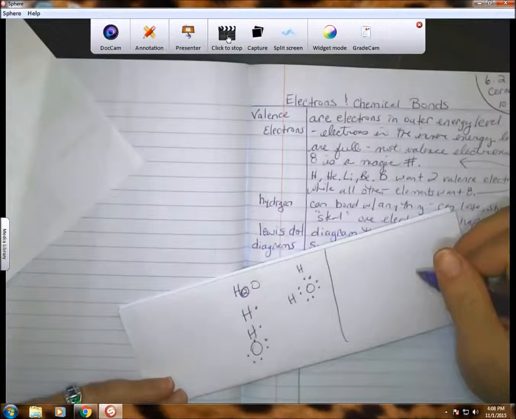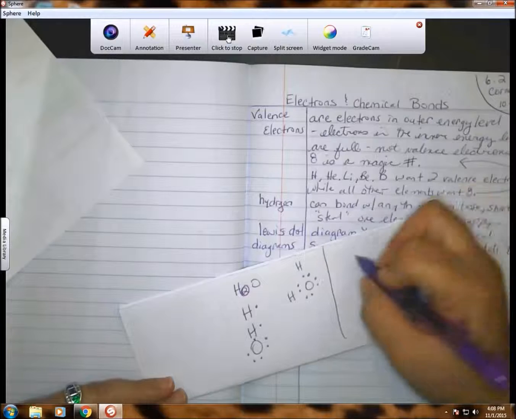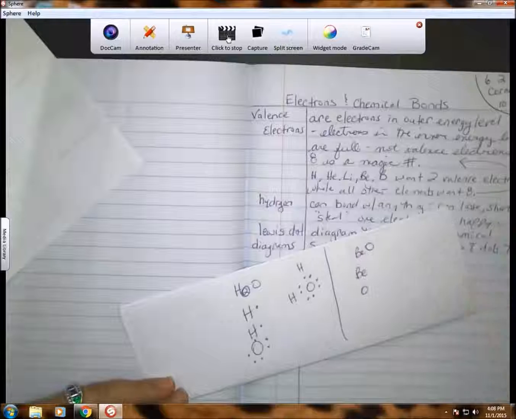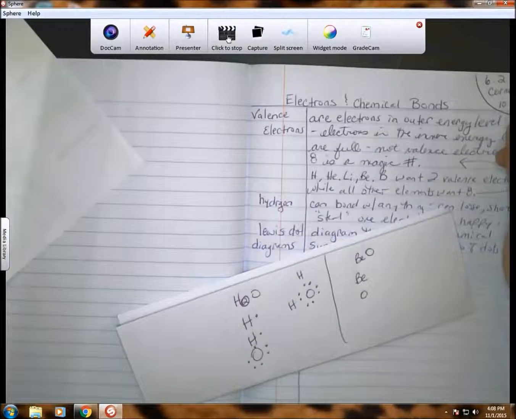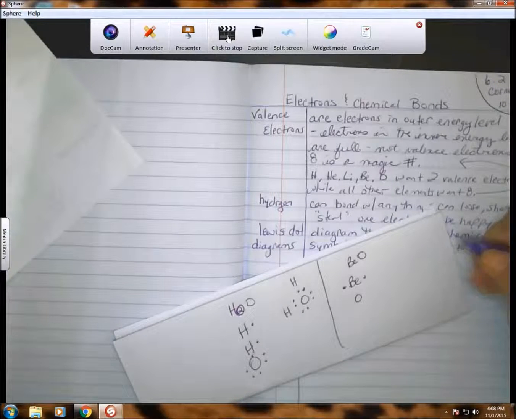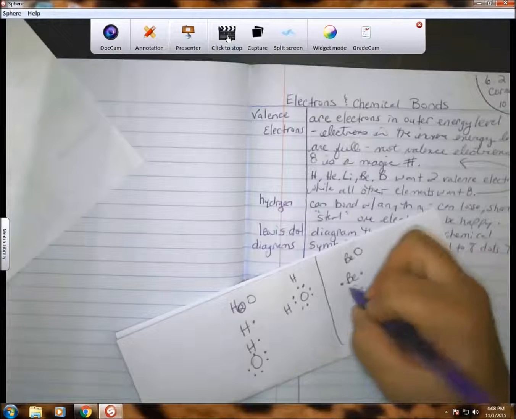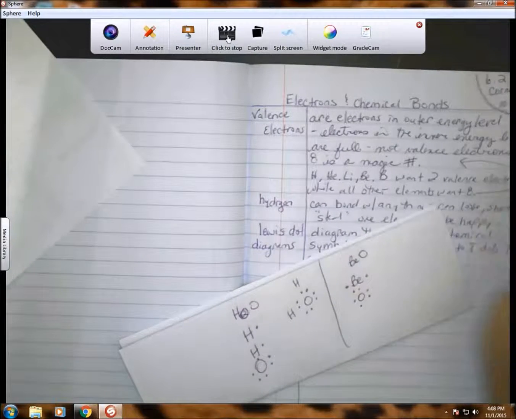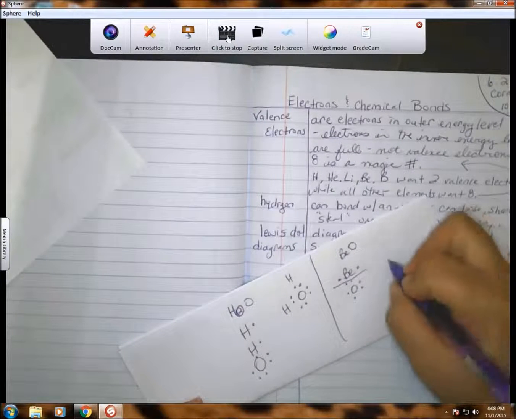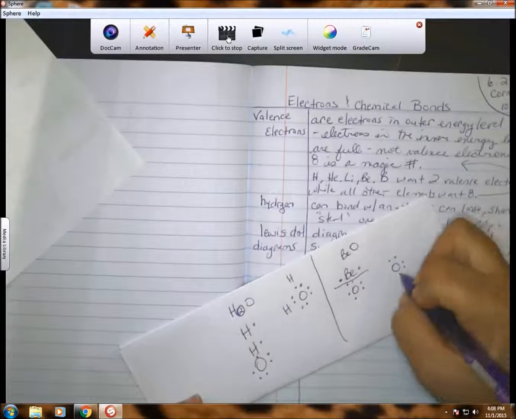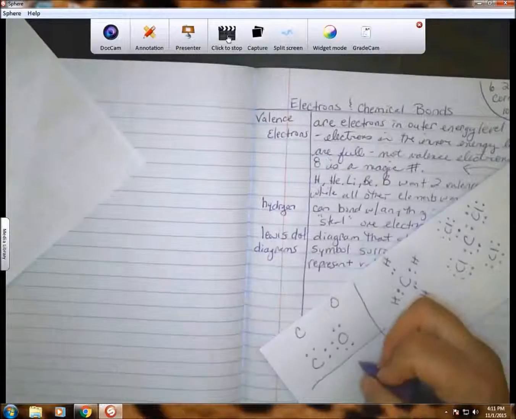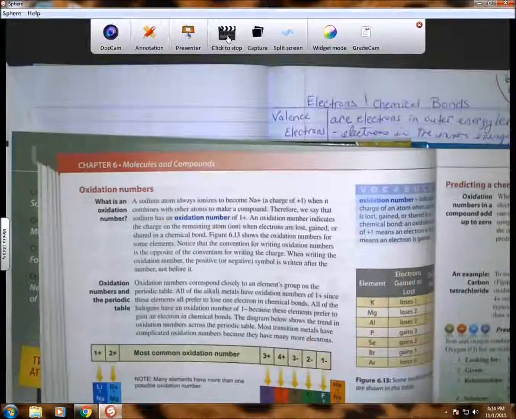Draw the diagram of beryllium oxide, which is BeO. So our symbols will be Be and O. Beryllium has 2 valence electrons, and oxygen has 1, 2, 3, 4, 5, 6. I would put 1, 2, 3, 4, 5, and 6 like this because beryllium has 2 that it's going to share.